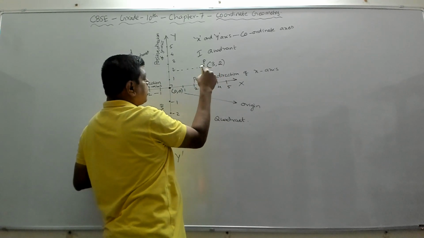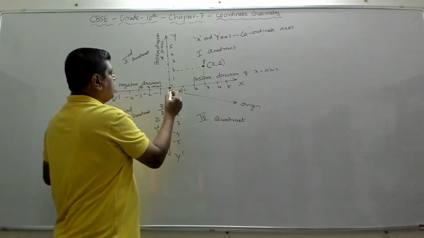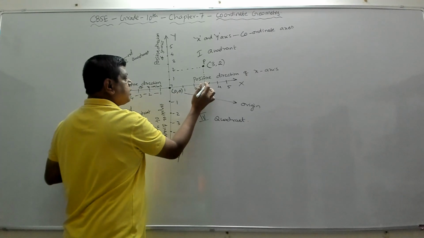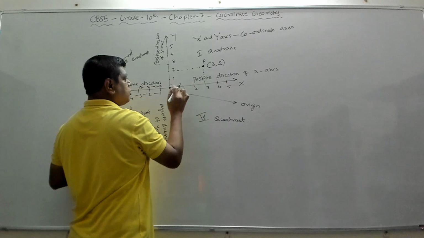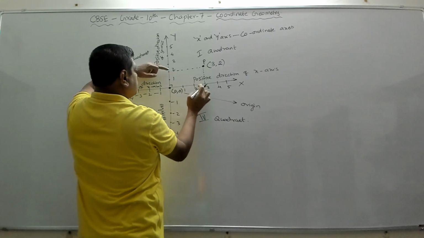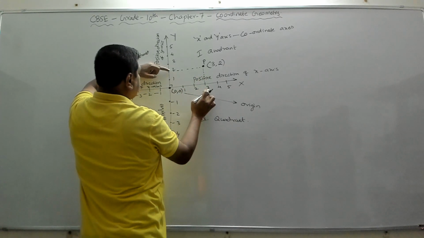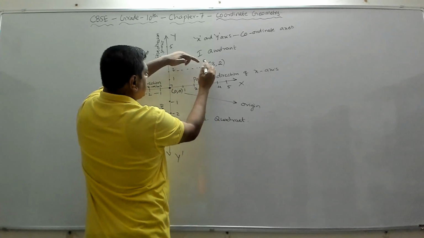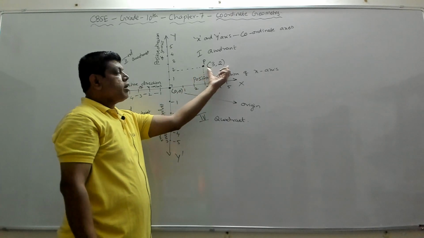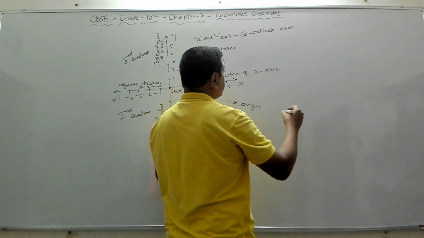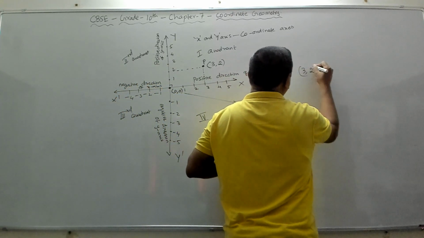So if you want to mark or plot the point (3, 2), we will go 3 on the x-axis, then we'll go up 2 on the y-axis, because both are positive. So positive 3 and positive 2. Positive 3 on the x-axis, positive 2 on the y-axis, both meet at this point. So this is the position of the point (3, 2). And this is called an ordered pair. It is also called a coordinate. (3, 2) is called a coordinate.